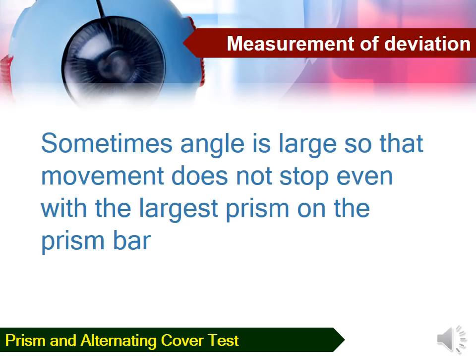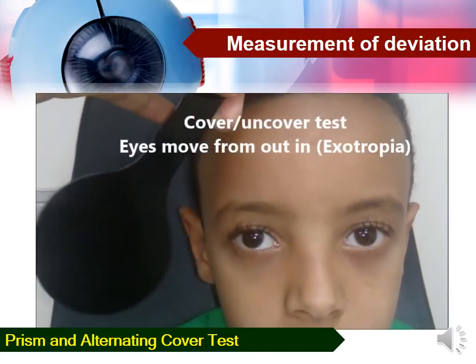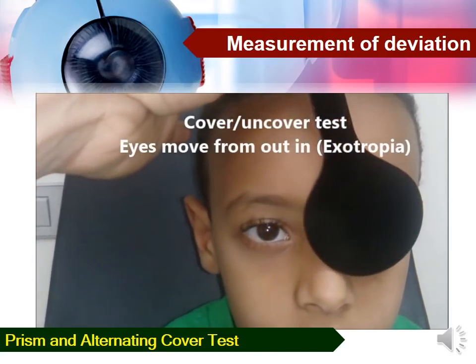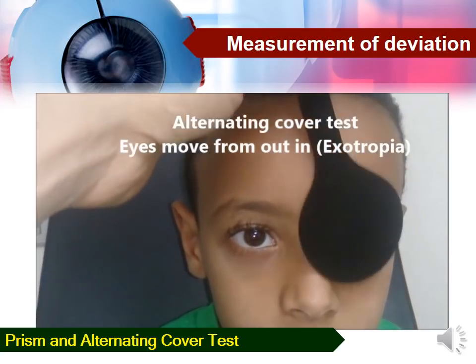Sometimes the angle is too large, so that the movement does not stop, even with the largest prism on the prism bar. In this patient with exotropia, the eye is moving from out to in on cover test.